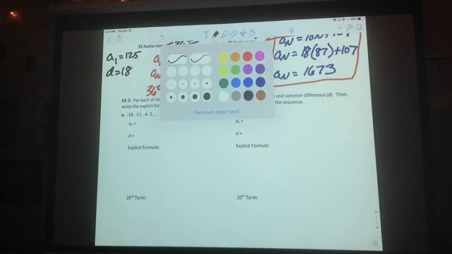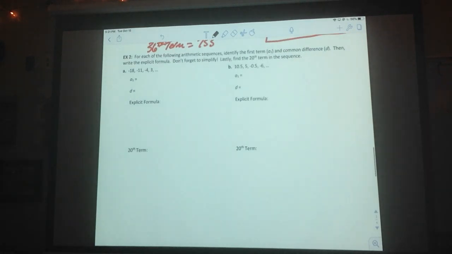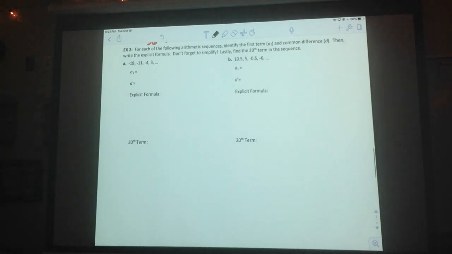Okay. It says, example 2, for each of the following arithmetic sequences, identify the first term, a of 1, and common difference, d. Then write the explicit formula. Don't forget to simplify. Lastly, find the 20th term in the sequence. So you're going to see it both ways. I'm going to show you both ways for both. I'm okay either way. Just on your test, if it asks you to simplify, I need you to simplify it.